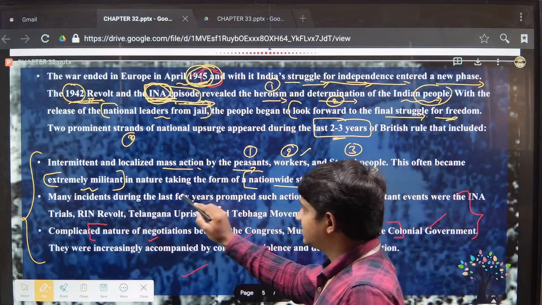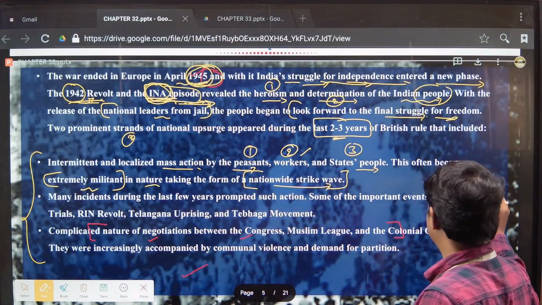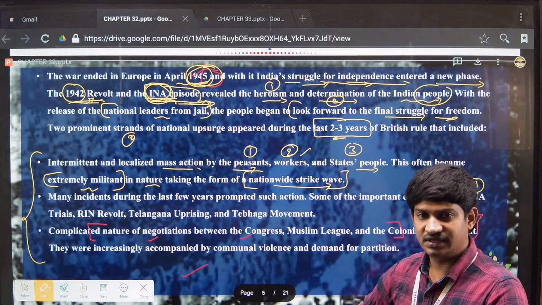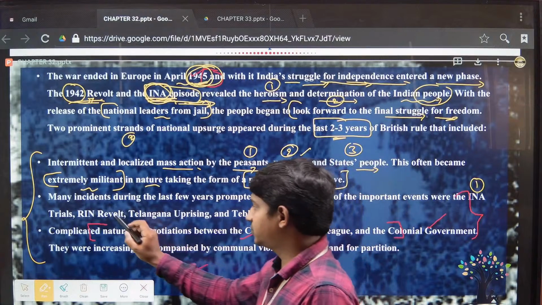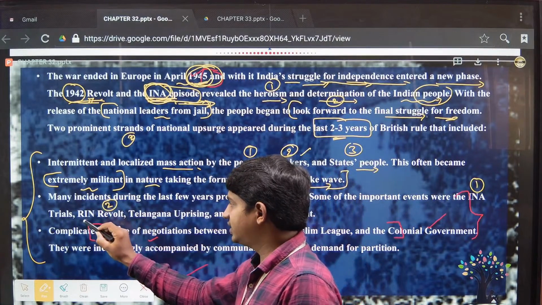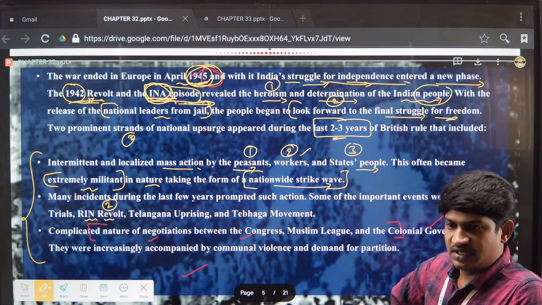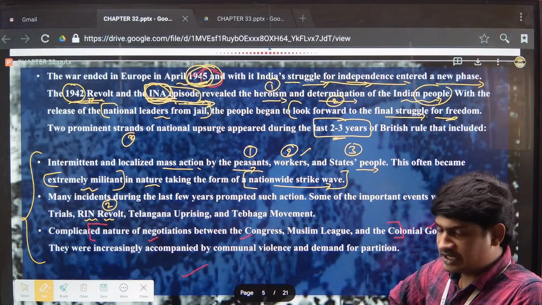And the next thing is the many incidents. So what are those incidents? First thing is the INA trial. The Indians who were in the Japanese army, those soldiers were treated brutally. Next one is the Royal Indian Navy revolt, that is, the people working under the Royal Indian Navy, also known as the RIN Mutiny.